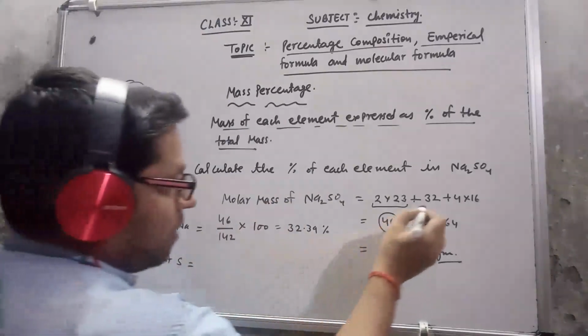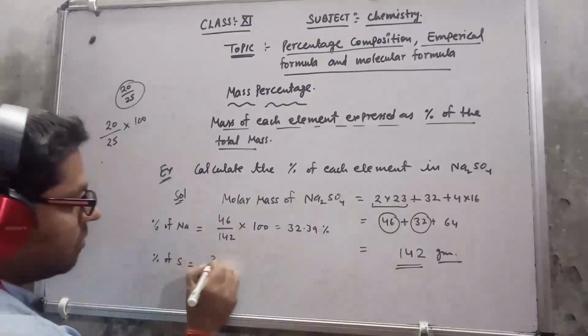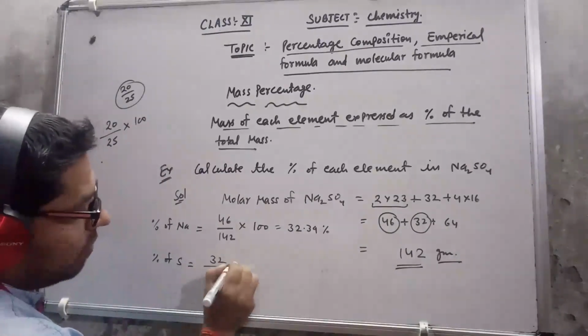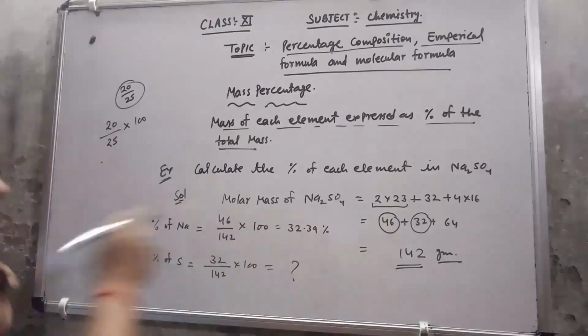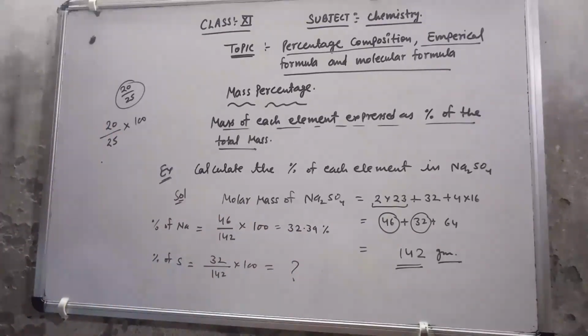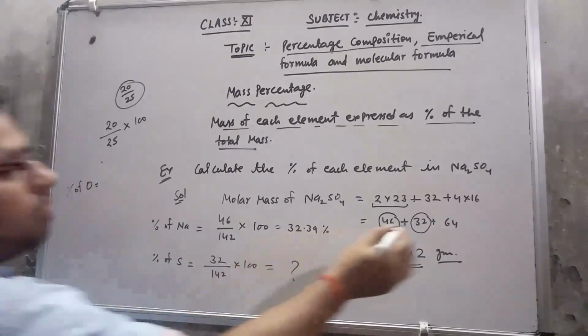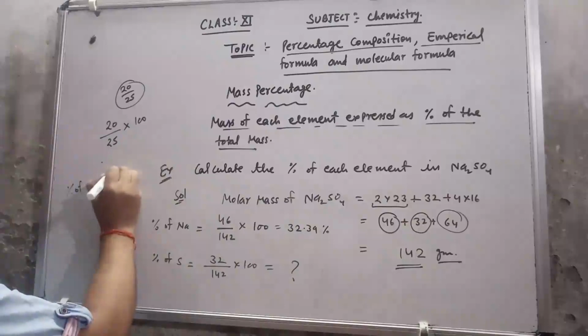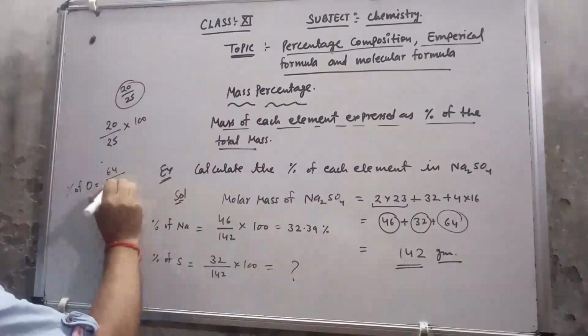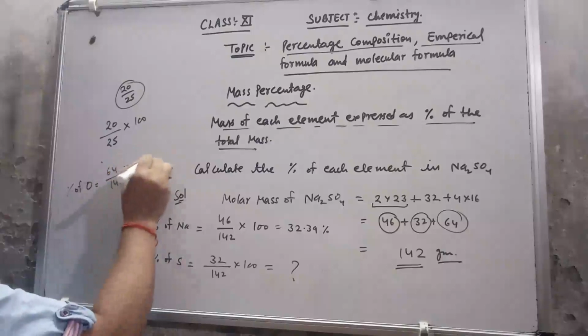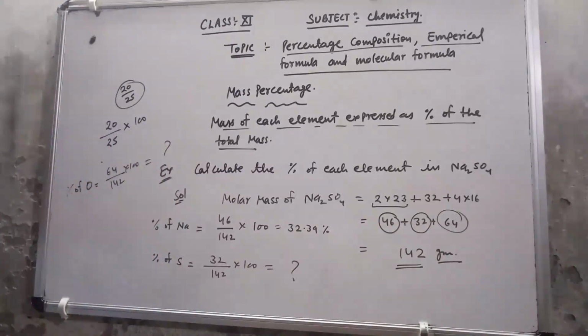Same if you want to find the percentage of sulfur. The mass of sulfur is 32, the total mass remains 142, multiply by 100 and solve it. Same for oxygen: the mass of oxygen is 64, upon the total mass 142, multiplied by 100. So this is a very simple way to find the percentage of a particular element in the compound. I hope you have understood it easily.